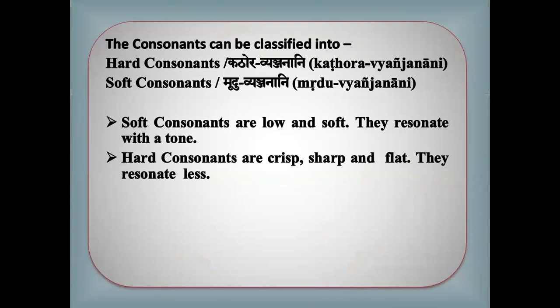Now, hard consonants and soft consonants, what are they? We have seen the classification of consonants in general, like the class consonants and non-class consonants. Under non-class consonants, semi-vowels, sibilants, we have seen all those things. Another way of classifying the consonants is hard and soft. Hard consonants are called kathora vyanjanani in Sanskritam, and soft consonants are called mridu vyanjanani. Why are they called soft and hard? What are the hard consonants? What are the soft consonants?